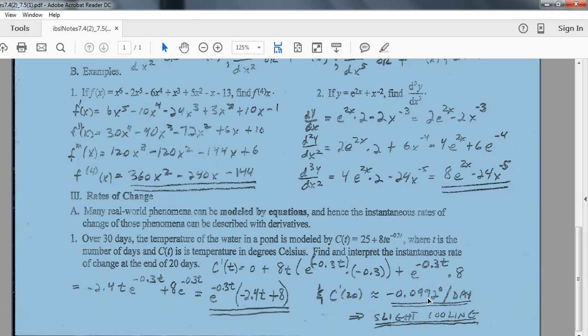And so if we're asked to interpret this, remember that derivative is a rate of change. So what we are saying is that my temperature is changing by decreasing to this amount at the end of the 20th day. And so if we were interpreting that, we would just say my temperature is slightly decreasing based on that number.